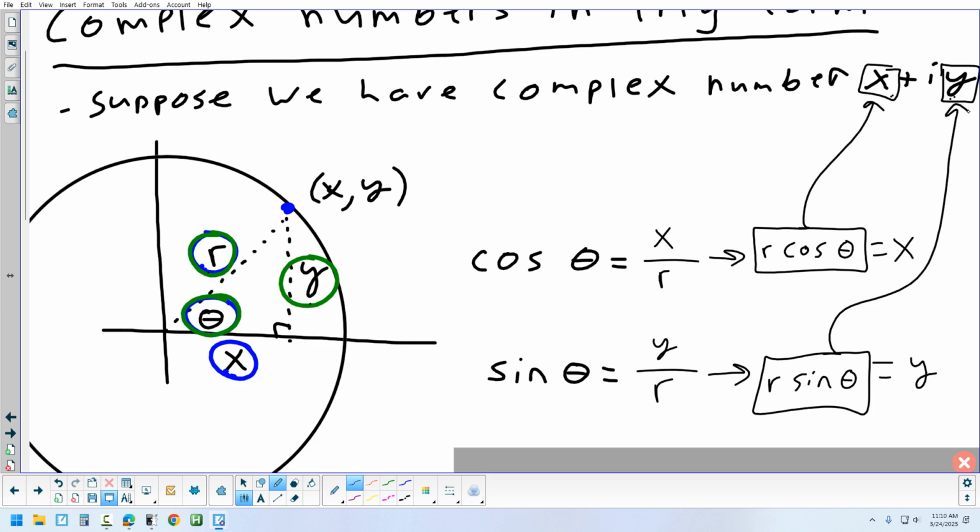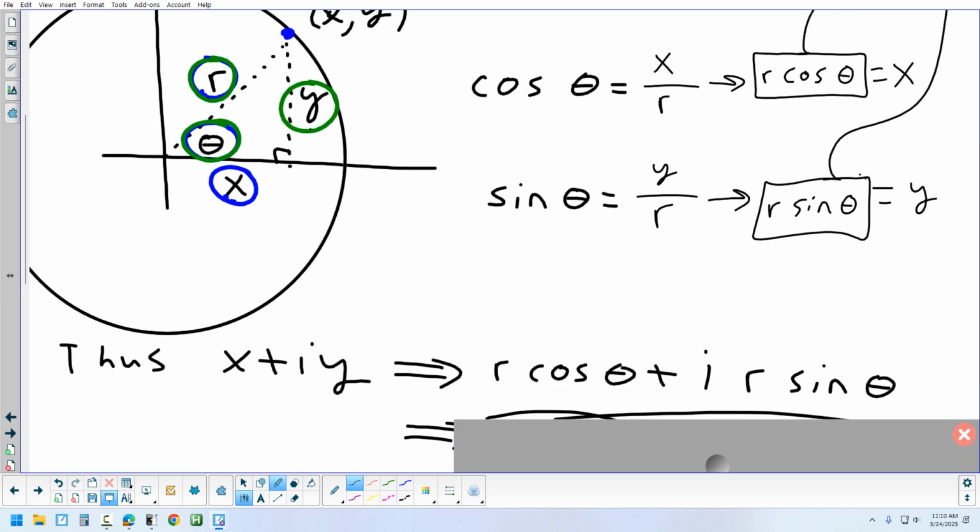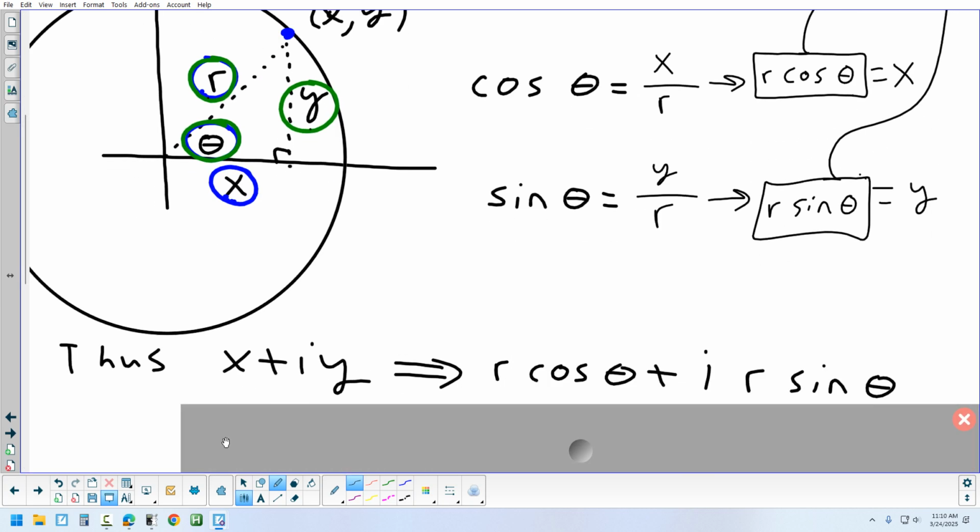Right? So we're going to make these two substitutions for x and y. Once we do that, that's going to give us the trig form. Okay, so instead of x plus iy, change x to r cosine theta. Change that to r cosine theta. And change that to r sine theta.